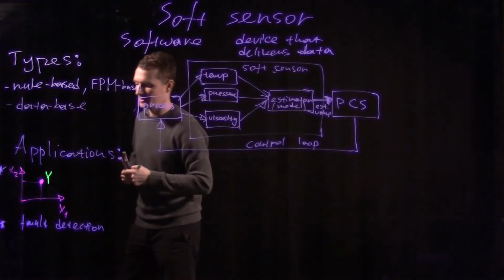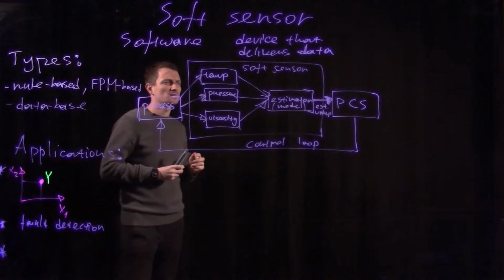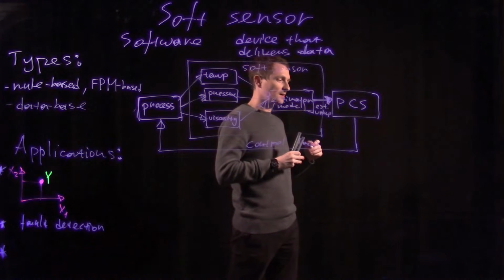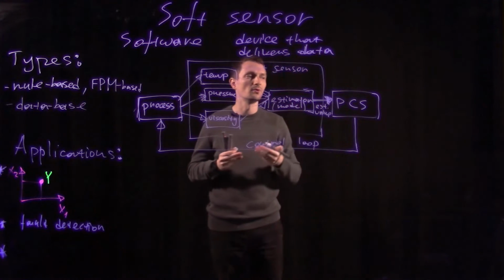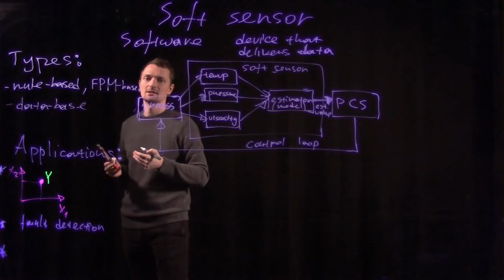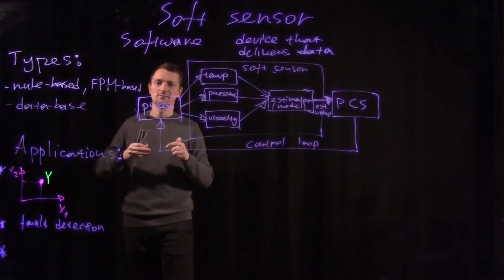The third application of soft sensors is that you try to understand whether your real sensor is faulty. And then if it's faulty, you can reconstruct its values by using the parameters from other sensors combined with the model.